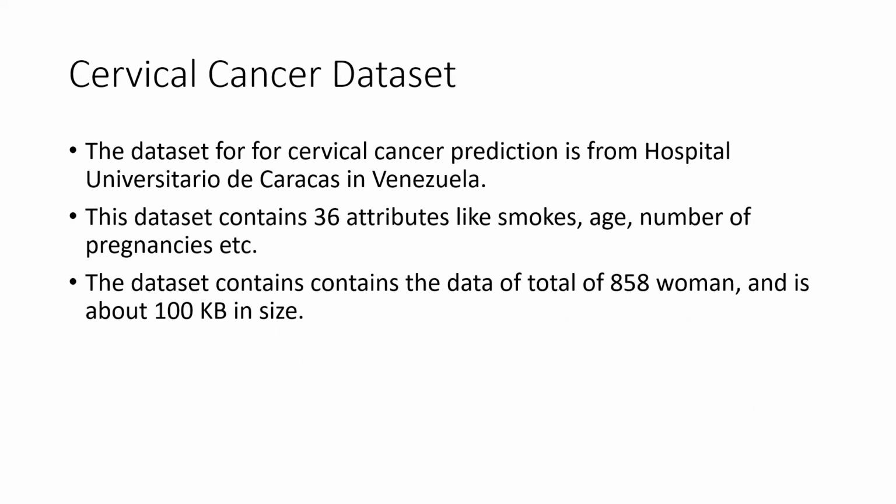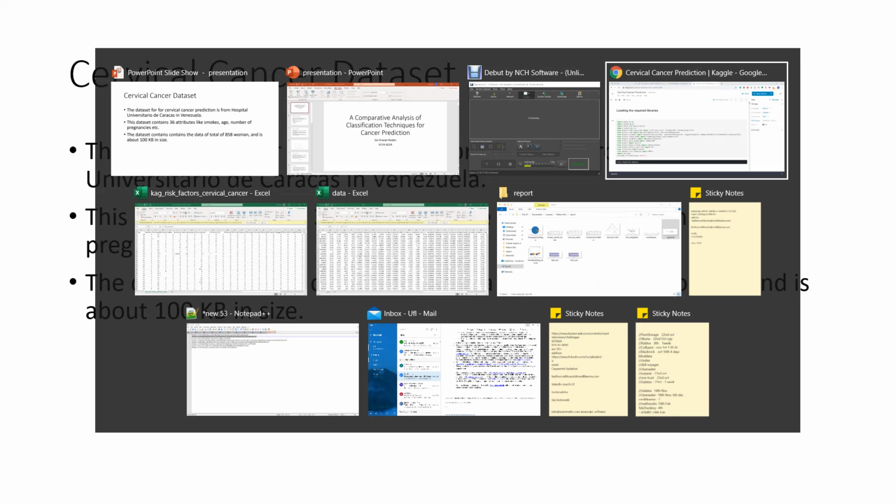For doing this, I'm using two data sets: a cervical cancer data set and a breast cancer data set. The cervical cancer data set contains 36 attributes like whether the person smokes or not, age, number of pregnancies, etc., and it is taken from 858 women. Because of privacy concerns, there are a lot of null values in it, so we had to do some imputations. Let's look into the project.